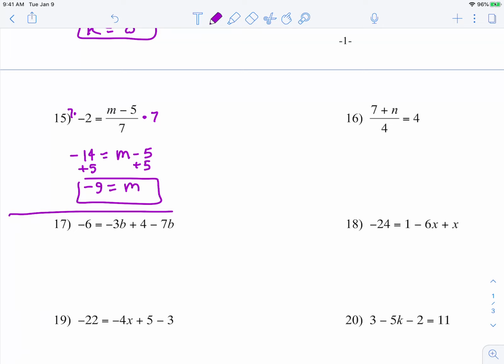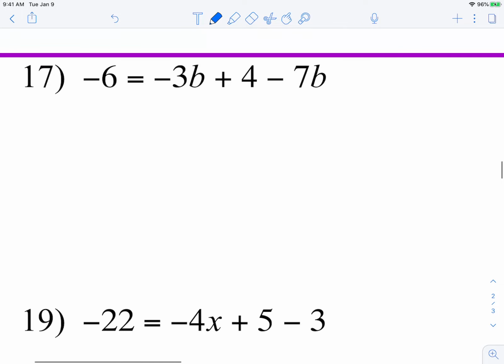Next, we're going to start a couple of problems here. We're going to have multiple of the same thing, sometimes numbers, sometimes variables. So let's look at this here. So you got negative 3b and then negative 7b. You're going to add those together. You're going to combine like terms. Since they're both together on the same side, you add them together.